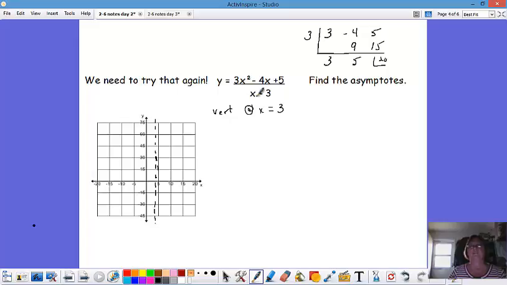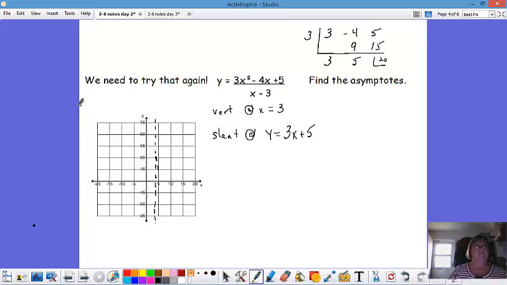The degree on top is exactly 1 more than the degree on the bottom. I've already done the dividing, so really I've already found the equation of my slant asymptote, which is kind of convenient. It happens at the line y equals, according to this, 3x plus 5.